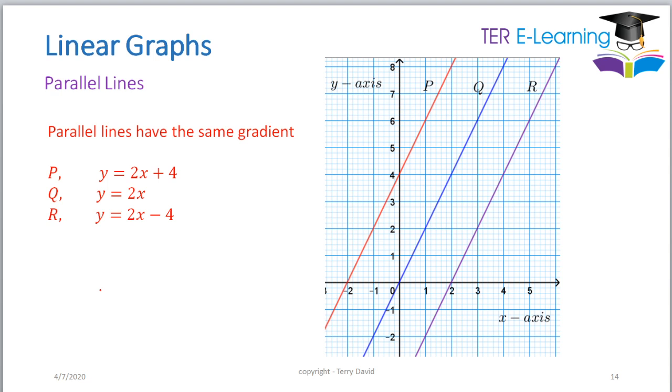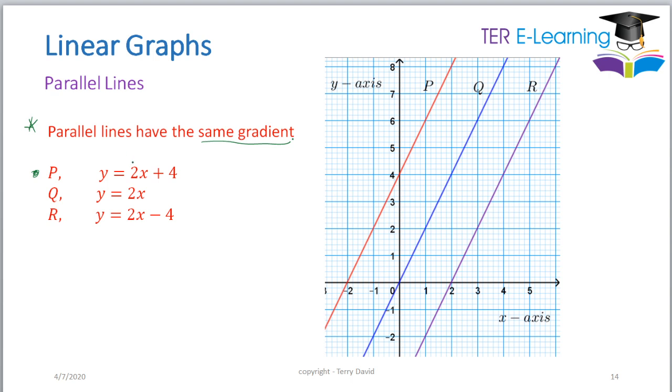Parallel lines cannot meet. But what I need you all to understand here is that parallel lines have the same gradient. That's a key concept that you all need to understand, right? Parallel lines have the same gradient. So look at something here. The equation of the line P, as this one, is y equal to 2x plus 4.